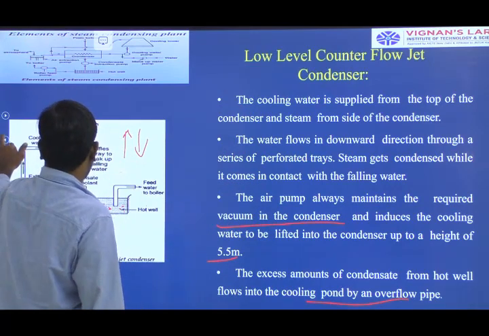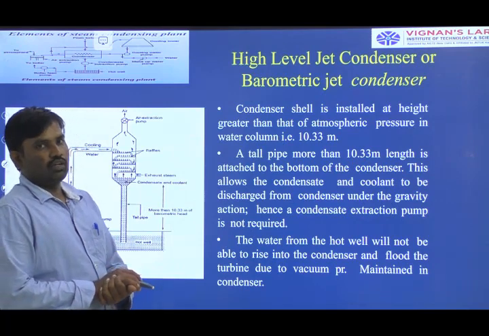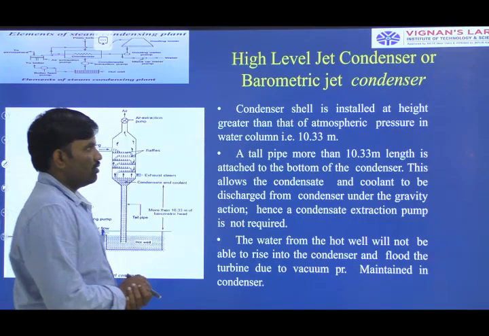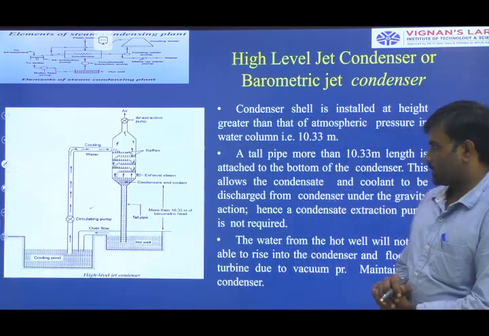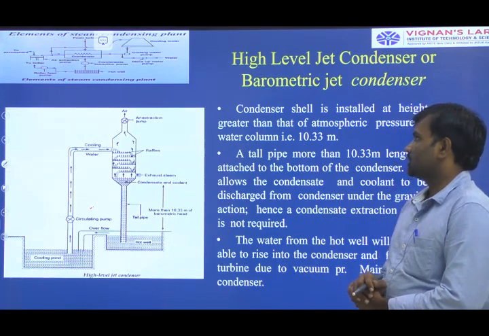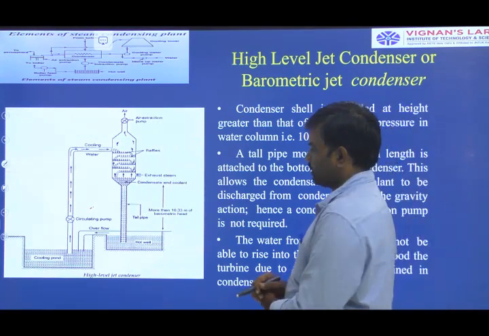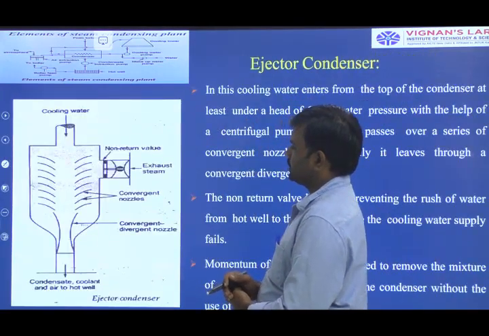Okay, this is the schematic arrangement of the counterflow type of low level jet condenser. Now, high level jet condensers are barometric jet condensers. Baro means atmospheric pressure. See the arrangement of the barometric type of jet condenser.